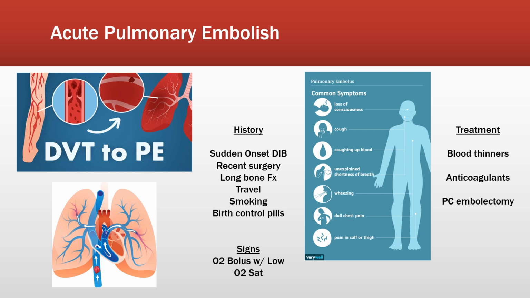They have difficulty breathing, so you're going to put them on O2. Pulse ox is low. You bolus them with oxygen, 15 liters non-rebreather, and their pulse ox is still low. You're like, that's not right. So think PE. Treatments: blood thinners, anticoagulant treatments, or percutaneous embolectomy. They're going to run a cath in there and retrieve the clot itself in interventional radiology. It's pretty cool stuff.